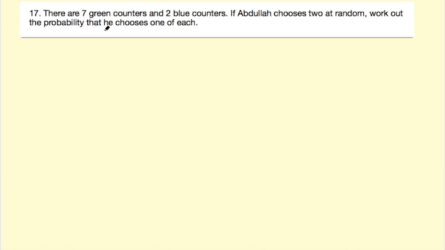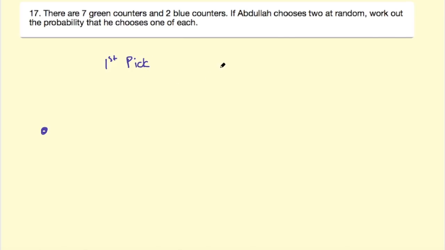So there are 7 green counters and 2 blue counters. If Abdullah chooses 2 at random, work out the probability that he chooses 1 of each. Now it doesn't actually say whether he puts the counters back in the bag or just keeps them out of the bag. But usually, if it doesn't say he puts them back in, you assume that he doesn't replace them. So we're going to assume without replacement here. Okay, so let's start our tree diagram. This is going to be our first pick here.